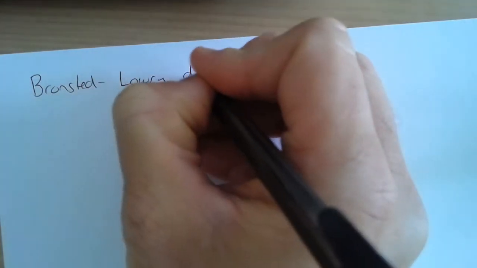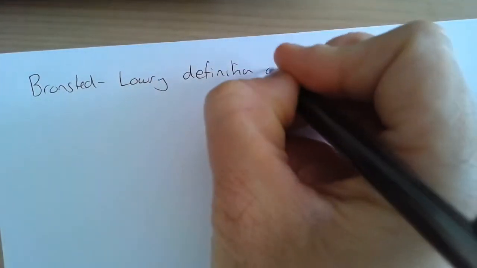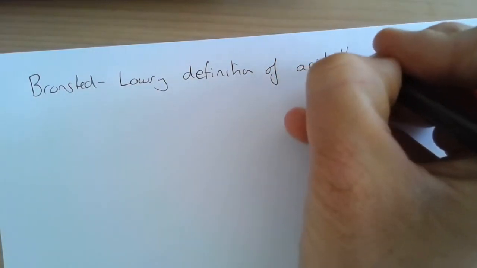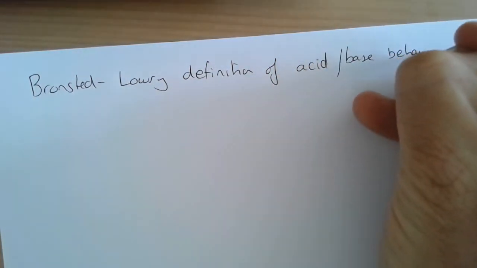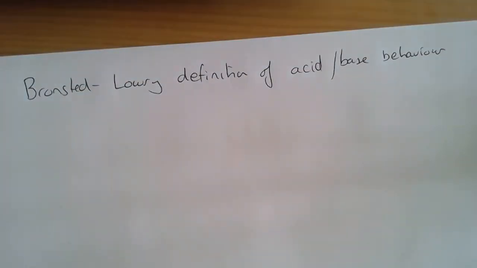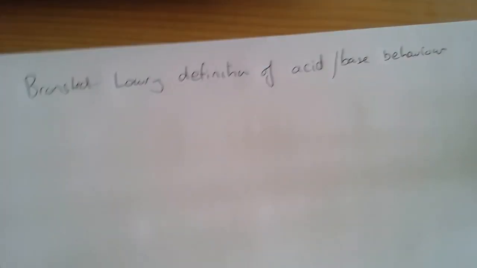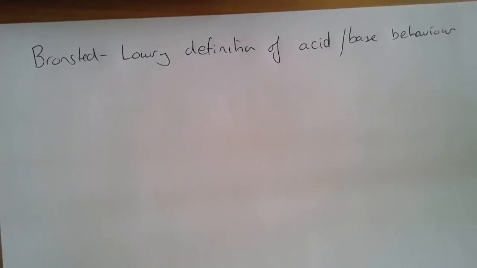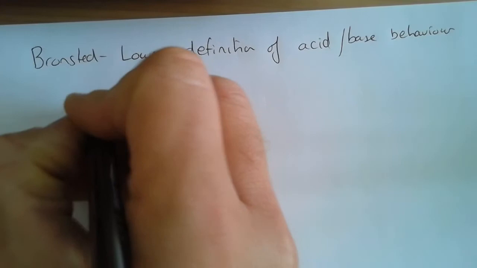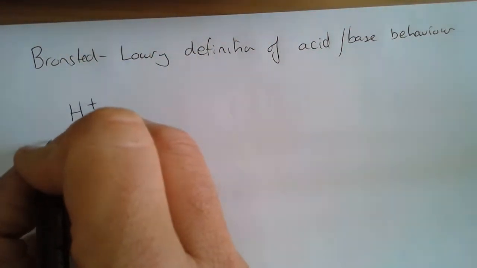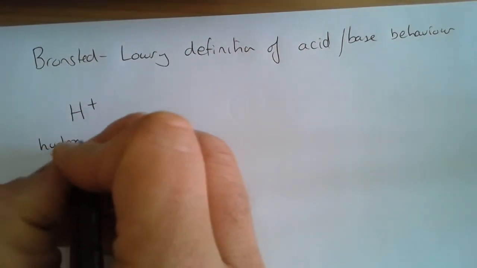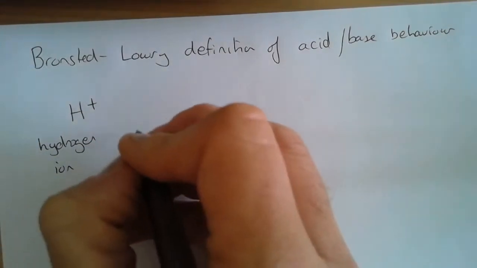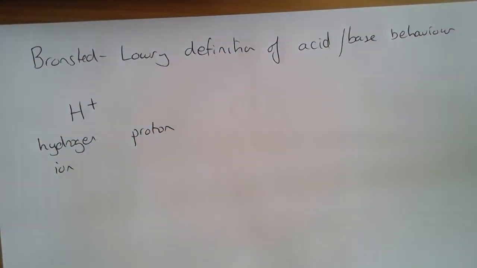So we're going to be looking at what's called the Bronsted-Lowry definition. There are other definitions. We're looking at the Bronsted-Lowry one because that largely is involved in aqueous chemistry. Before we do that, though, we need to have an understanding about what we mean by a proton, because we will often see a H plus ion, which we can talk about as being a hydrogen ion, interchangeably called a proton. They are, in fact, the same thing.